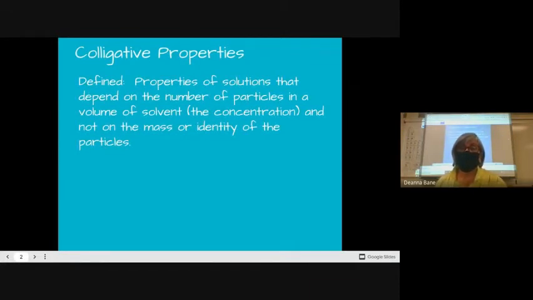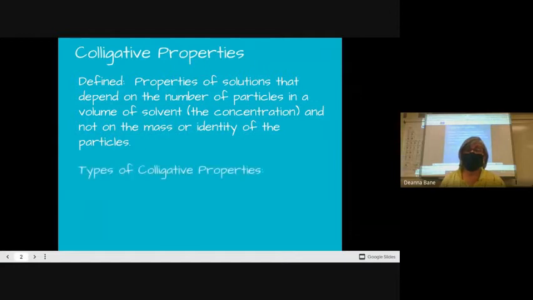All right, so definition of colligative properties. They are properties of solutions that depend on the number of particles in a volume of solvent, in other words, the concentration, and not on the mass or identity of the particles. And these colligative properties affect the physical properties of the solvent.